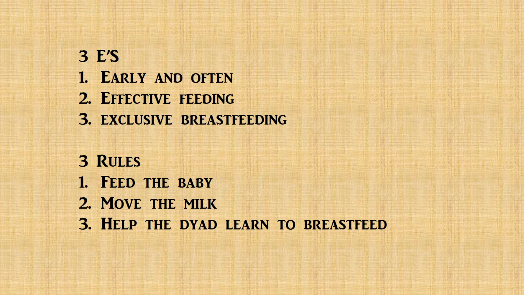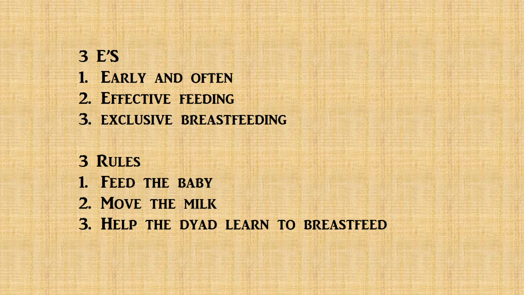The 3 rules are pretty similar to the 3 E's. The first one is feed the baby. Is the baby feeding effectively? These are all observations you can make. Is there milk transfer? Is the latch good? How is the technique? The second rule is move the milk. This involves supply and demand. We want to make sure the breasts are emptying because that will cue the body to make more milk.